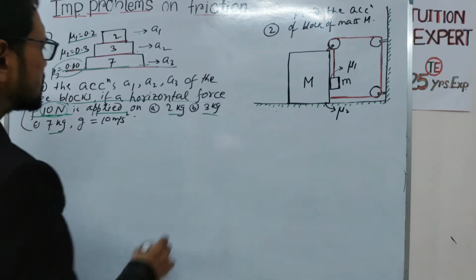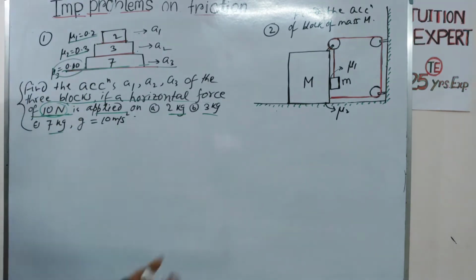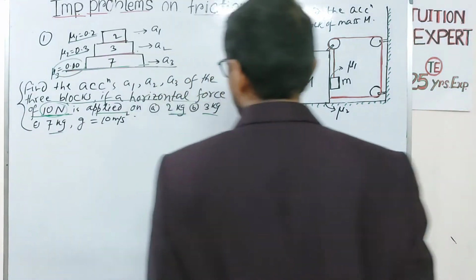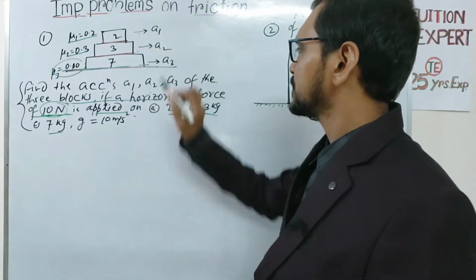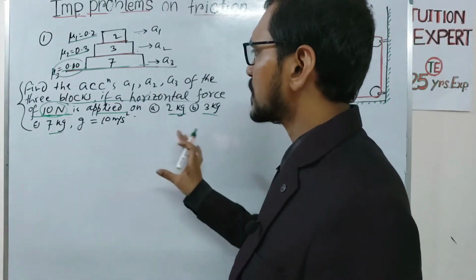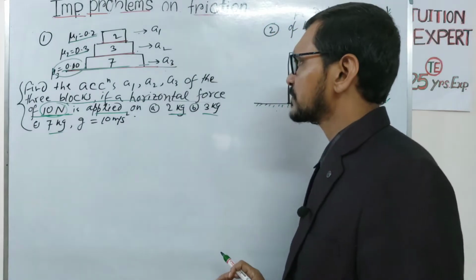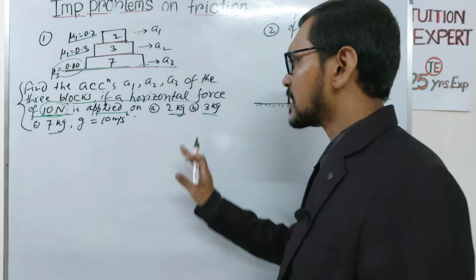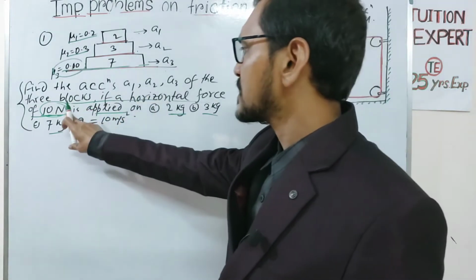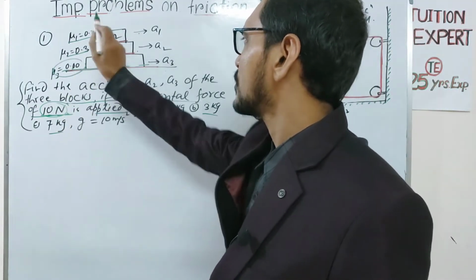First, 10 Newton force is applied on the 2 kg block. So here you have to draw the free body diagram for each block, with accelerations A1, A2, A3. Then you can solve the problem. Now let's start. First we consider the 10 Newton force acting on the 2 kg block.